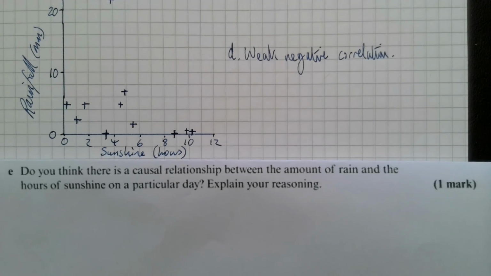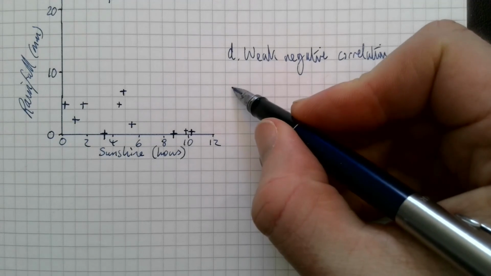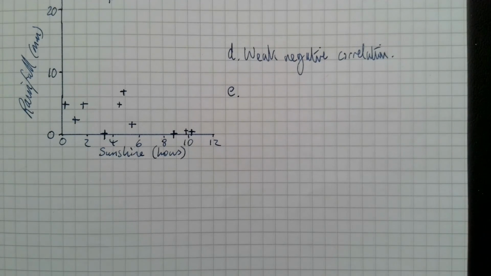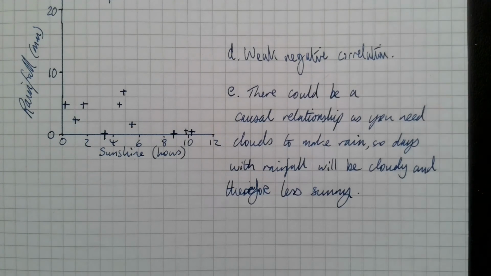So, do you think there is a causal relationship between the amount of rain and the hours of sunshine on a particular day? Explain your reasoning. Now, this is causal, so we want some kind of reason about what's actually going on. So you need to be saying something about why there isn't as much sunshine when it rains. And, well, when it's raining, there's clouds around, aren't there? So I've gone with this. There could be a causal relationship, as you need clouds to make rain. So days with rainfall will be cloudy and therefore less sunny.